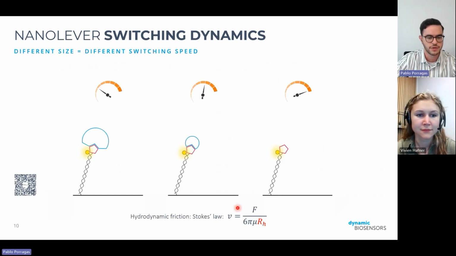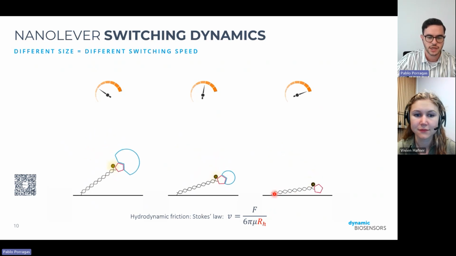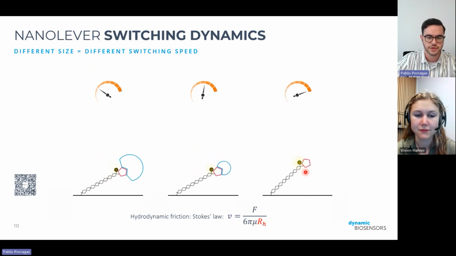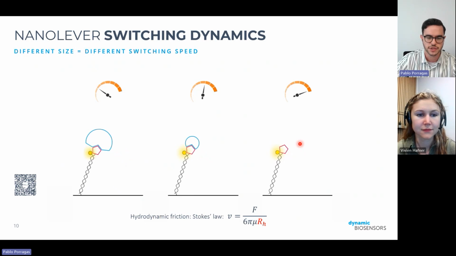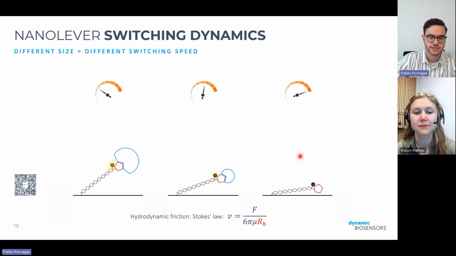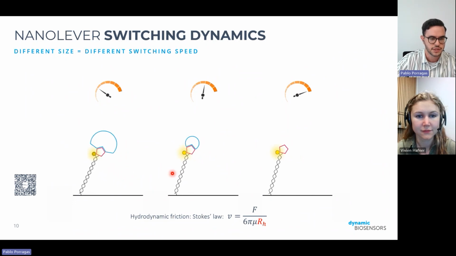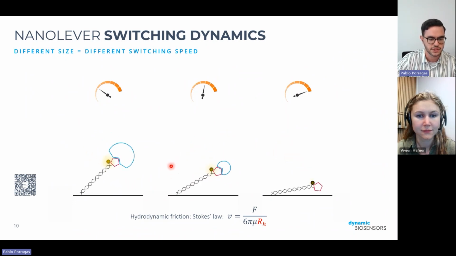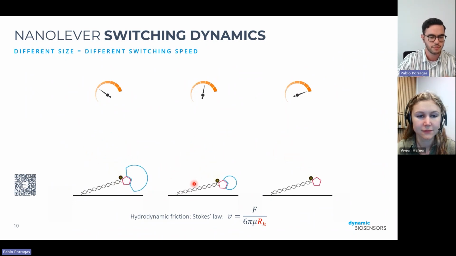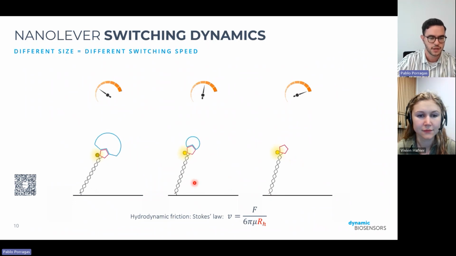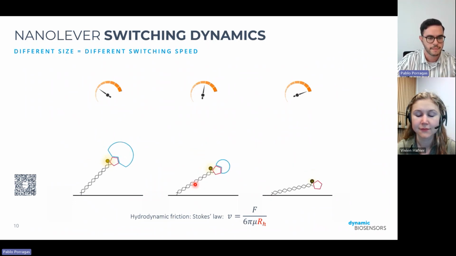The idea and how we do this is by using Stokes' law for hydrodynamic friction, which states that the velocity of a particle is inversely related to its hydrodynamic radius. So what we see is that DNA nanolevers that are oscillating with smaller proteins on their distal end move much faster into the standing position than those DNA nanolevers with much larger proteins. This is how we can discern relative differences in the conformational state of the protein as well, before and after an analyte interacts with that protein, for example.